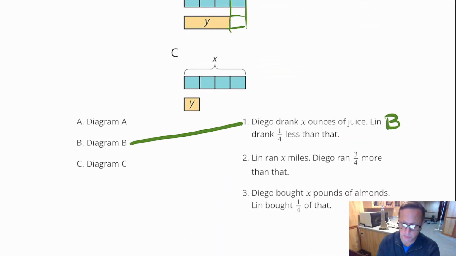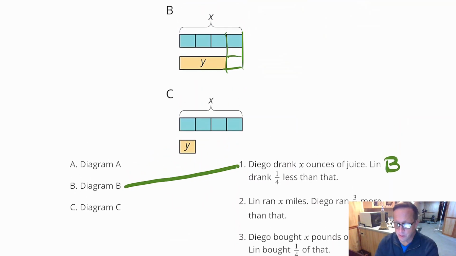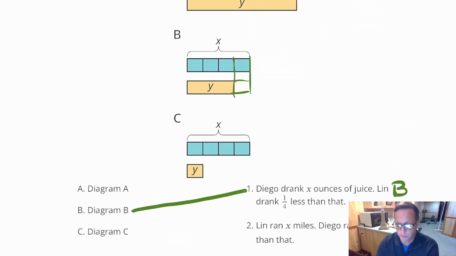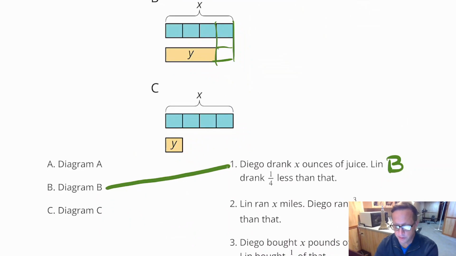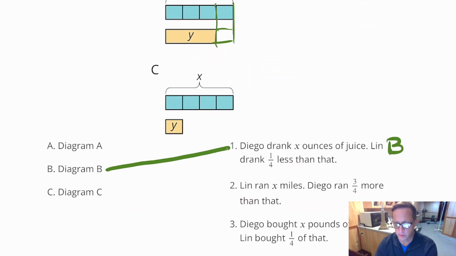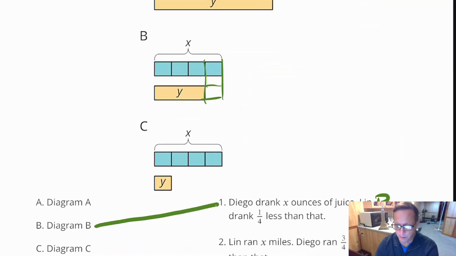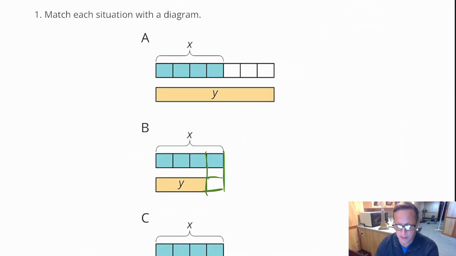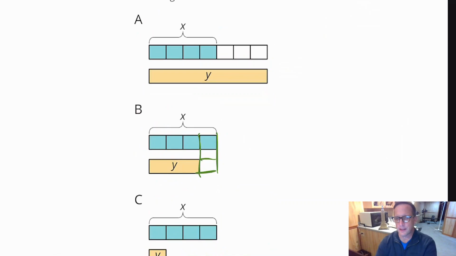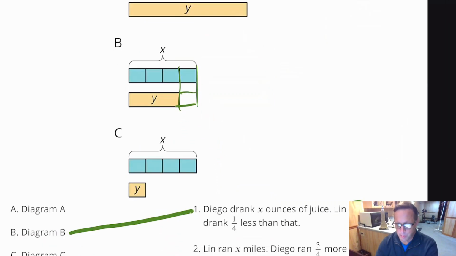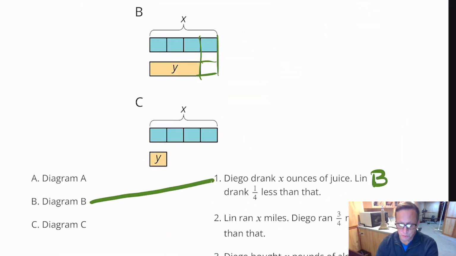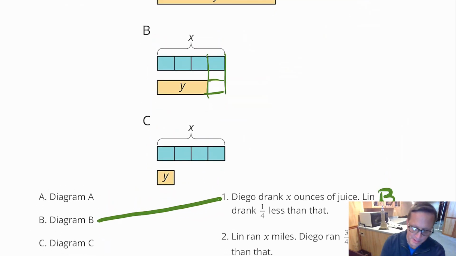Number 2, Lynn ran X miles. Diego ran 3/4 more than that. All right, now in this example right here, it shows that Diego should have more miles, right? Should have a bigger diagram. So we're looking for an example where Y is bigger than X, and there's only one example like that. I know that kind of eliminates the thinking there, but let's also talk about the math. But yeah, number 2 is definitely got to be diagram A.